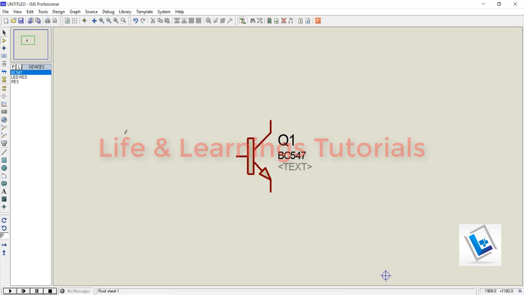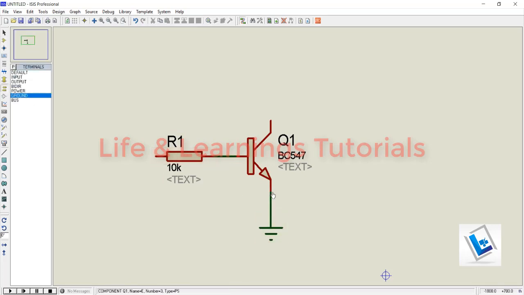Here we have this simulation model of BC547 NPN transistor. This terminal with an arrow is the emitter of the transistor, and this terminal on the upper side is the collector, and this is the base. The base of this transistor is of p-type material. We need a base resistance to limit the current. I will connect a ground to the emitter.